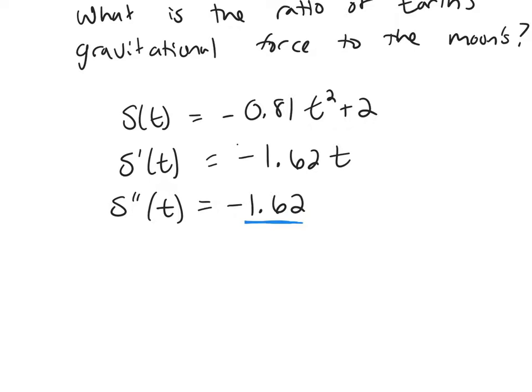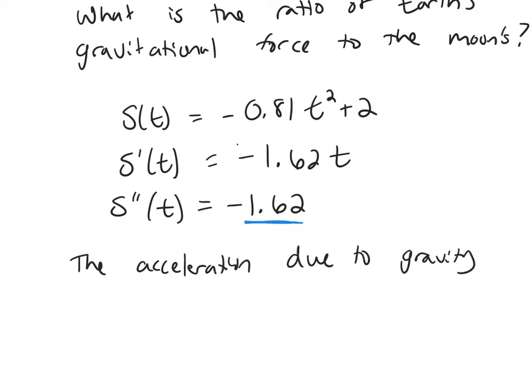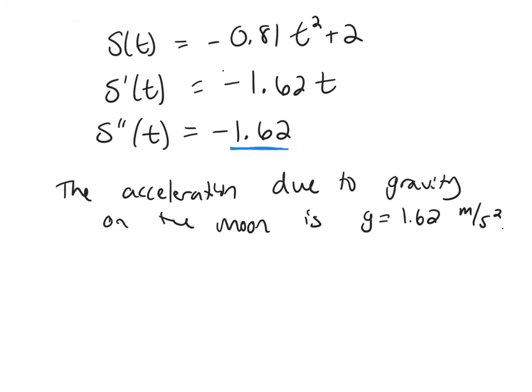So the acceleration due to gravity on the moon is 1.62 meters per second squared. But on Earth, we know it is 9.8 meters per second squared.